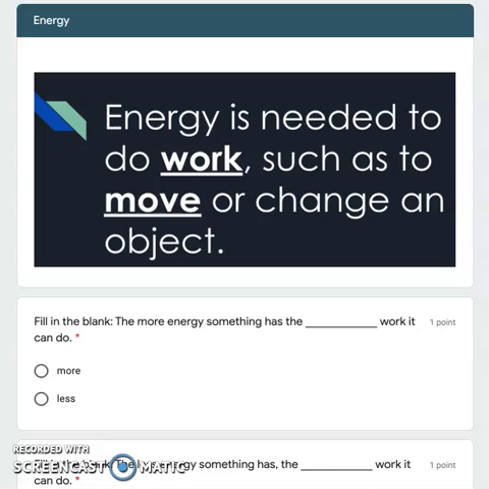So let's start with energy. Energy is needed to do work, such as to move or change an object, right? So when you walk from one side of your bedroom to the other side, you need energy to do that work, right? When you are playing basketball and you throw the basketball across the court, that requires energy.